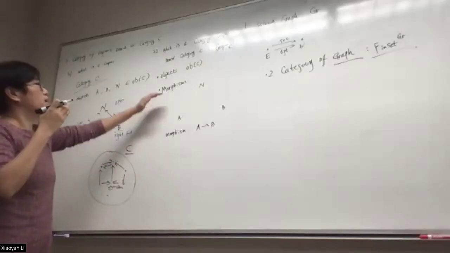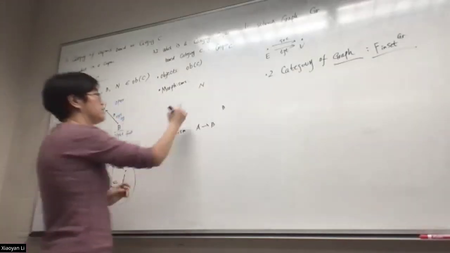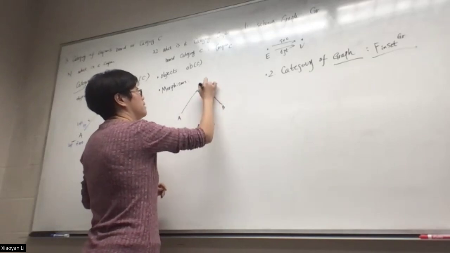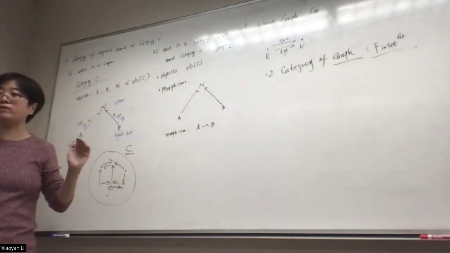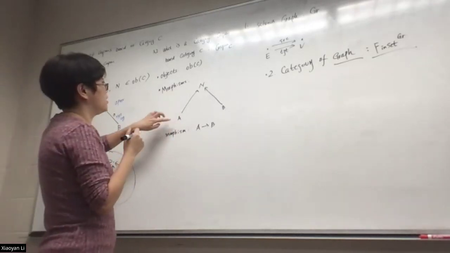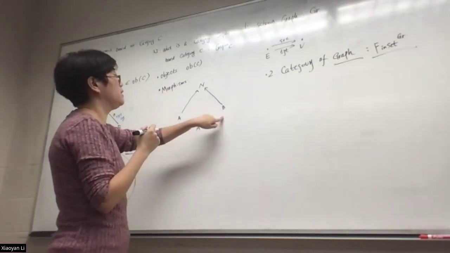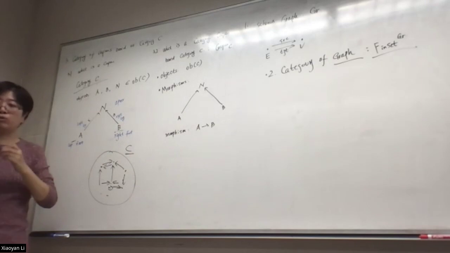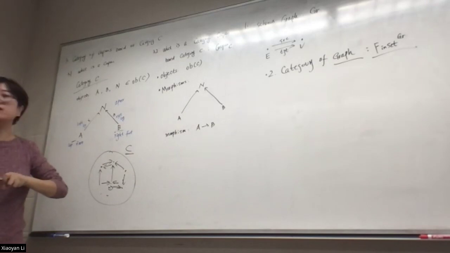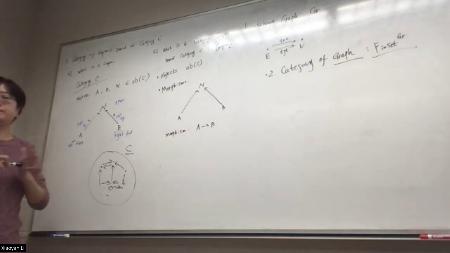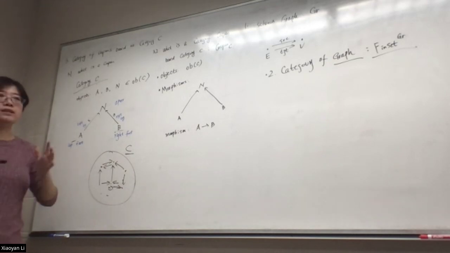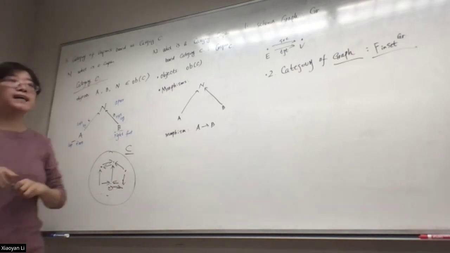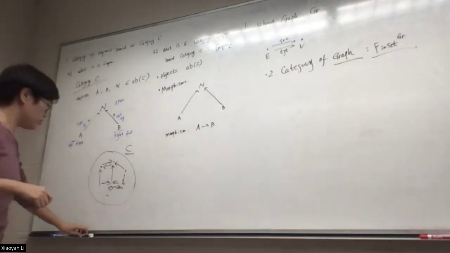So the morphism of the category cospan is a cospan. This is a morphism from A to B in the category of cospan C. Any questions? I'm not sure I'm comfortable with this. Could we do your example there of what the cospan category would look like?